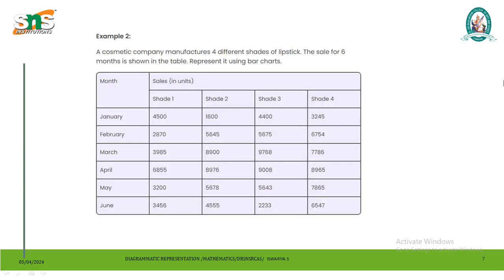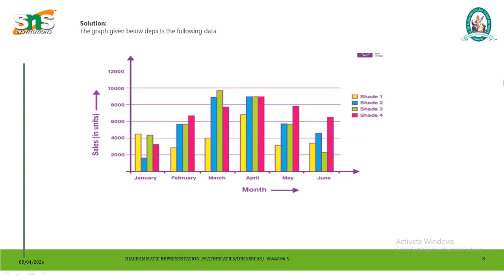So the next one: a cosmetic company manufactured four different shades of lipstick. The sales for 6 months are shown in the table; represent them using bar charts. So same, we are going to use a bar chart for this data also. Here the month and sales are given in the data format. So we are going to represent this data in a bar chart. The month is taken on the x-axis and the sales on the y-axis. So the given data are marked in that chart using the bar diagrams.